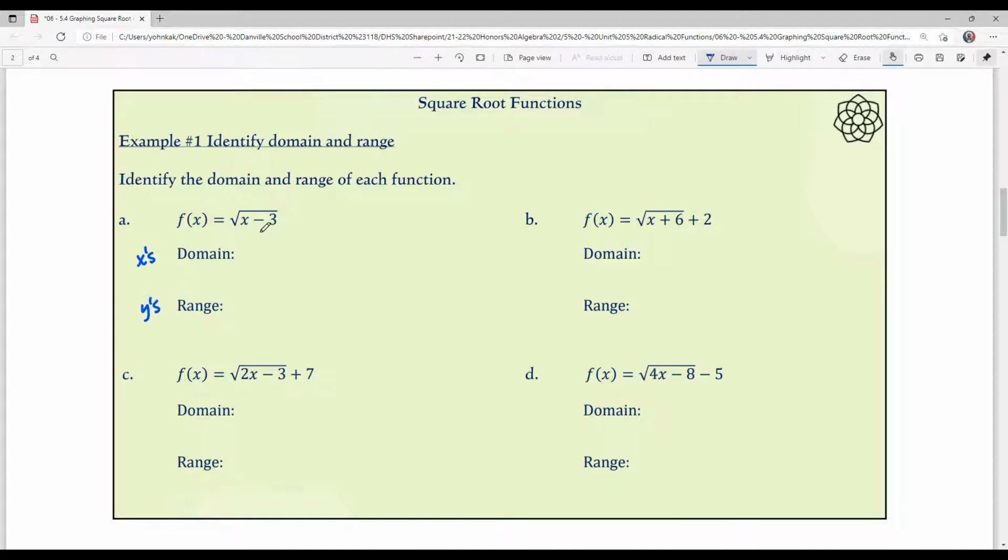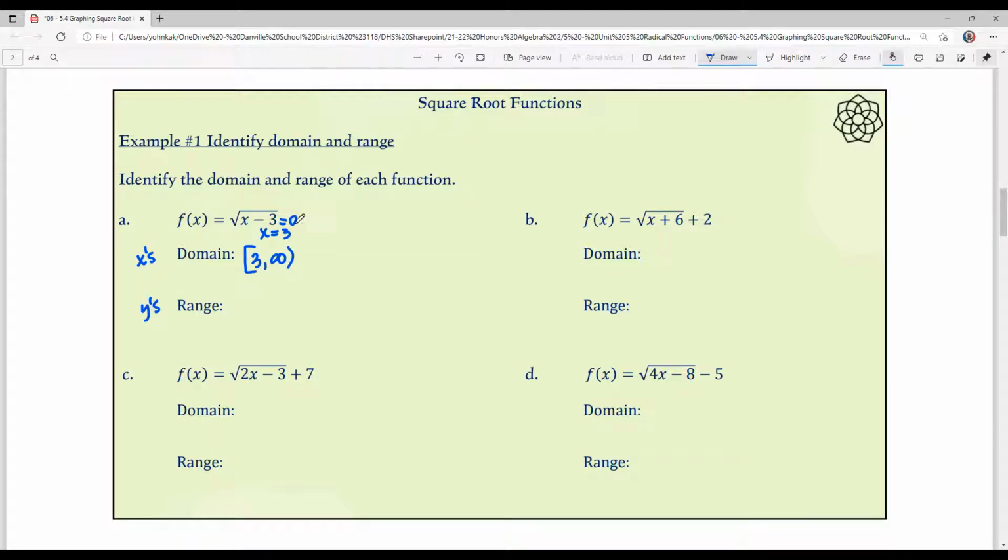Now I can plug in almost all of the x values in the world, but I can't plug in anything that's going to make the stuff underneath the radical be less than 0. So I need to figure out what makes it equal to 0, and then I can go from there. So if I were to set the stuff underneath the radical equal to 0, I would get x equals 3. That tells me that all the numbers from 3 and above are going to be able to be substituted in. So I'm going to do a hard bracket from 3 to infinity.